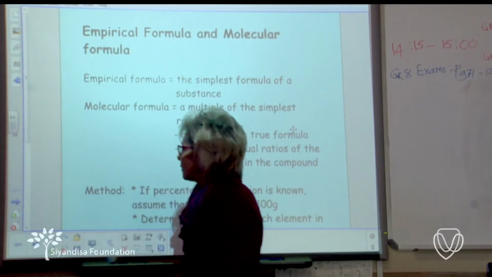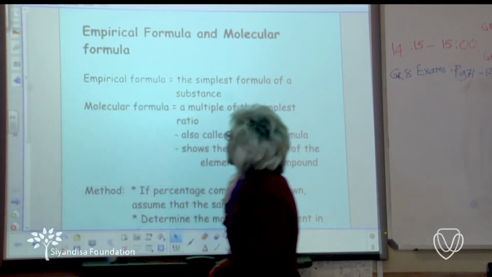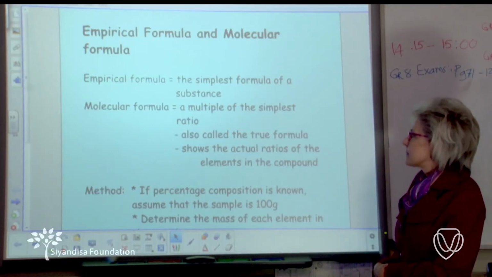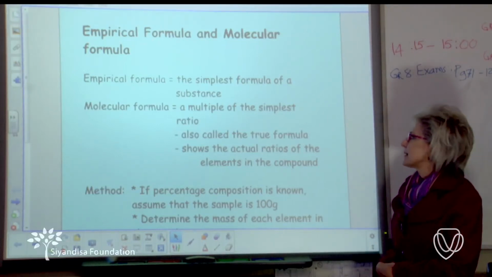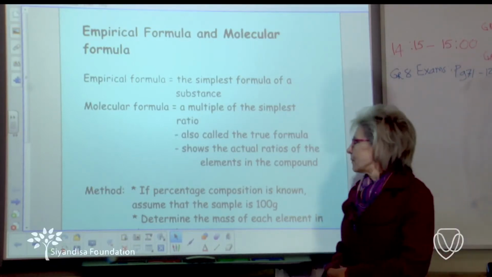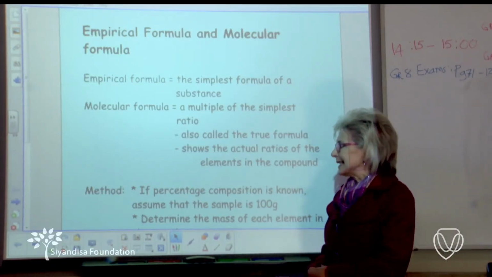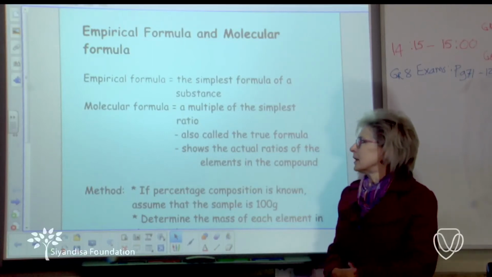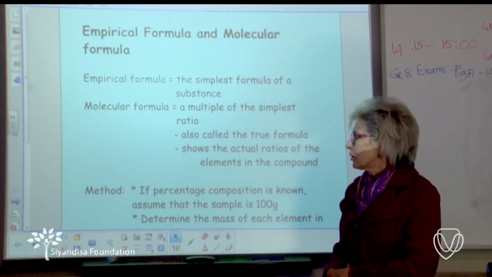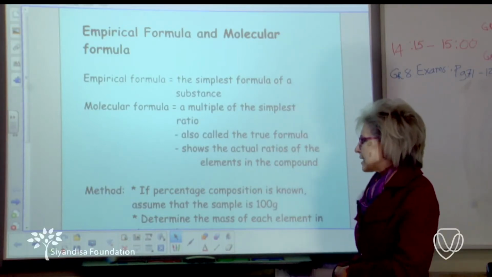The empirical formula, it's the simplest formula of a substance. And the molecular formula is then a multiple of the simplest formula. It's also called the true formula. Those are the formulae we're usually dealing with. Just remember, the empirical formula doesn't mean that it actually exists as a molecule. It simply gives us a ratio.